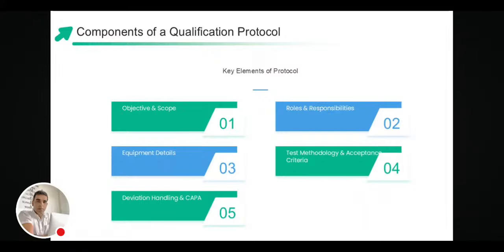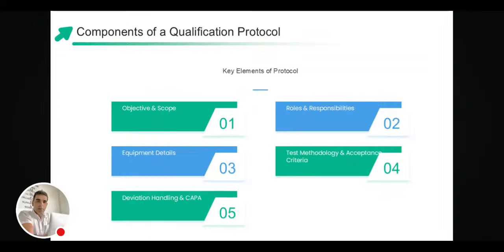Equipment details includes critical information such as model, manufacturer, serial number, and specifications, all of which help in accurately identifying the equipment under qualification. Test methodology and acceptance criteria describes how each test will be conducted and the specific criteria for passing or failing. This ensures consistency and objectivity in evaluating results.